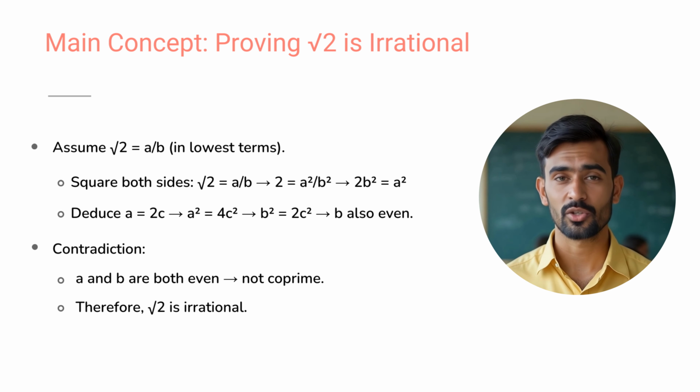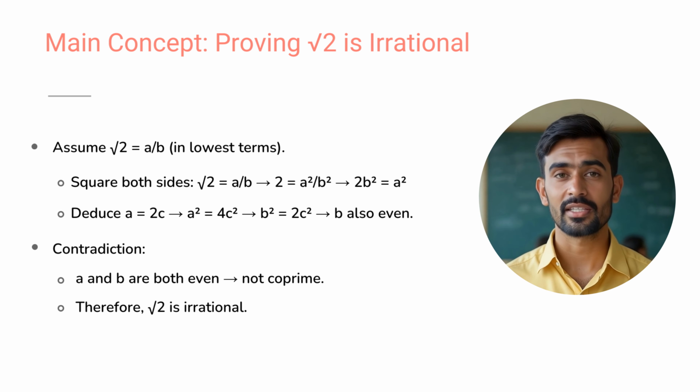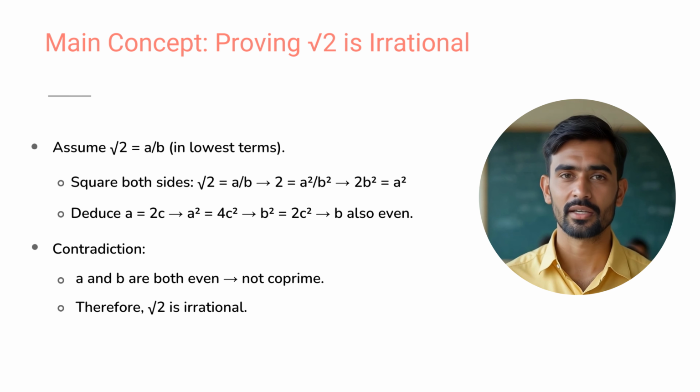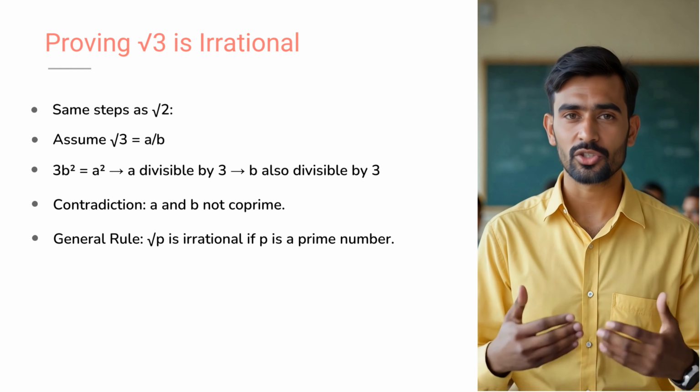Substituting that, a squared equals 4c squared. And 2b squared equals 4c squared, so b squared equals 2c squared. This means b squared is also divisible by 2, so b must also be divisible by 2. But wait. That means both a and b are divisible by 2, which contradicts our original assumption that a and b were coprime. So our assumption was wrong. Square root of 2 is not rational. It is irrational.